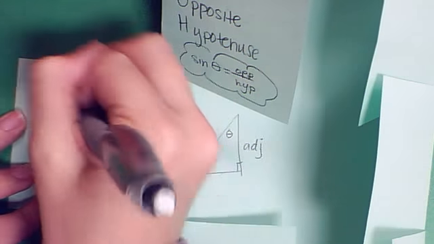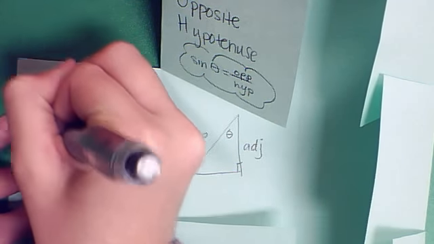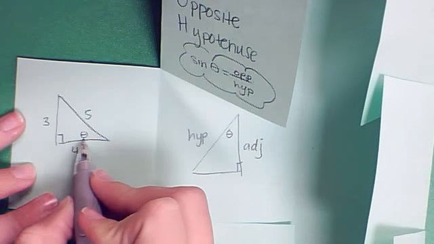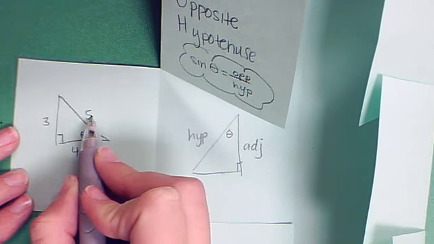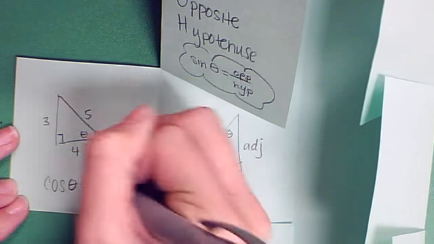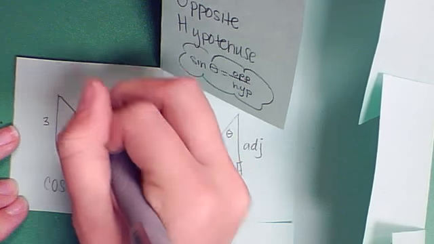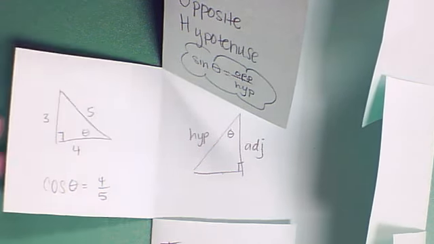If we look at an example of that, I'm going to do another 3, 4, 5 triangle. This is my angle theta. This is my 90 degrees. That's my hypotenuse, my opposite, and my adjacent. The cosine of theta is always adjacent, which would be the 4, over hypotenuse, which would be the 5. And that's my answer.